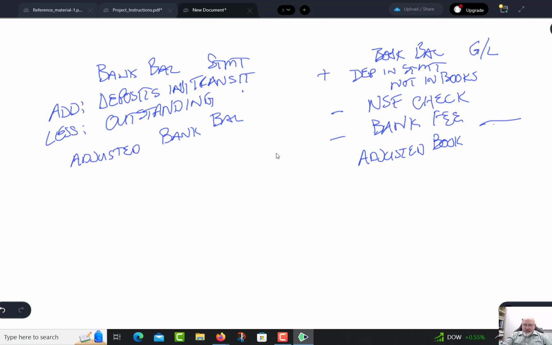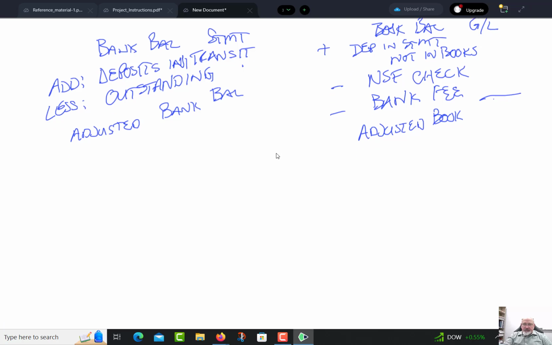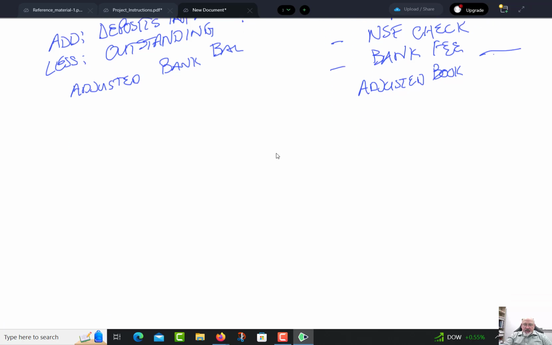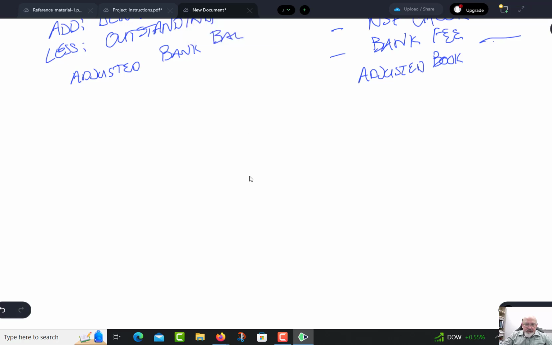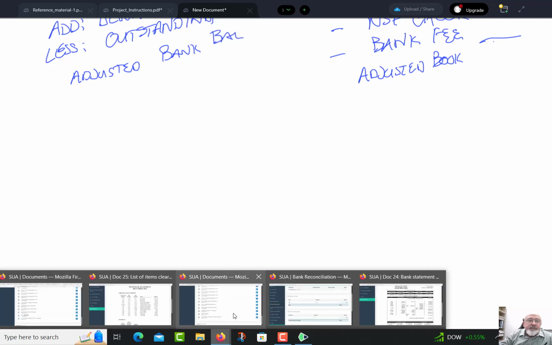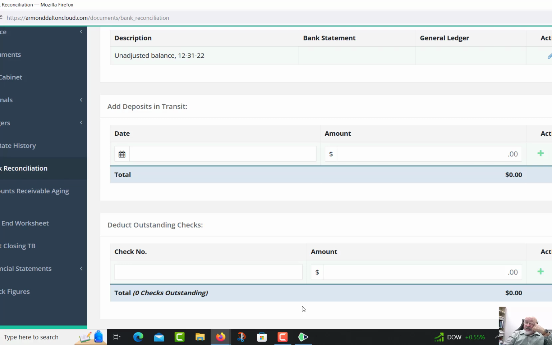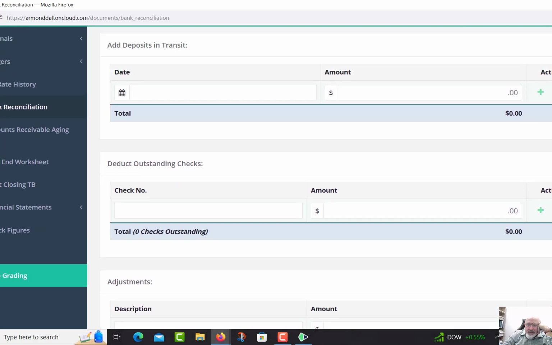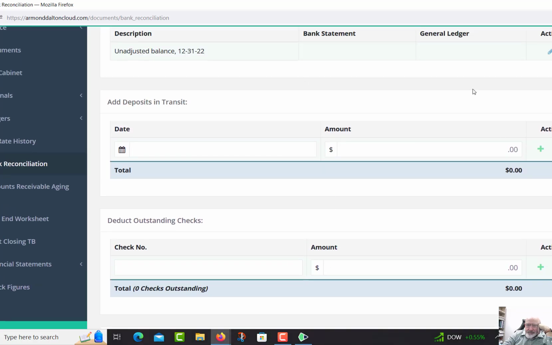Now that's just the procedure. I'm not giving you any numbers or anything. This is how you would go about it. And you're going to use this particular form, that's the bank reconciliation right here. Instead of doing it manually like I did, you're going to update these beginning balances as the unadjusted balance, adding deposits in transit, subtracting outstanding checks, and that's only going to be for the bank statement.